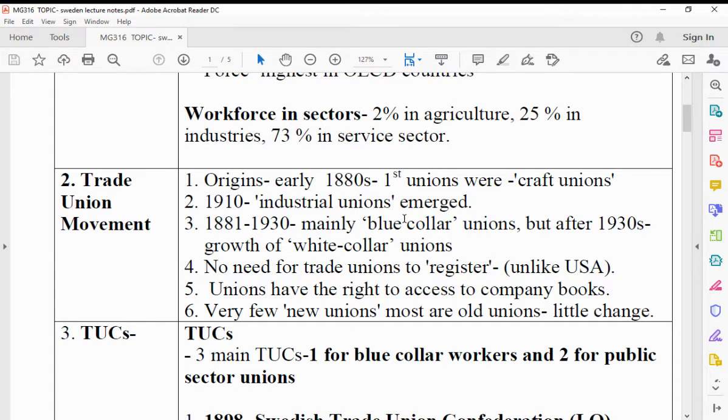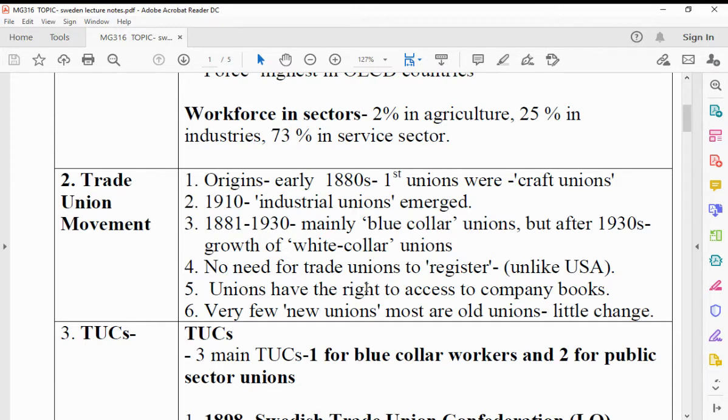In all the other countries that we have studied, unions are not this powerful that they have access to company books. So here in Sweden, the unions are so powerful that they have access to company books. And there are very few new unions. There are mostly old unions. There is little change. And this is one of the reasons as to why the trade union density is so high in Sweden, more than 60%.